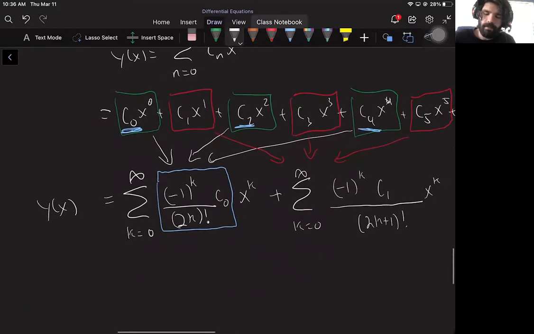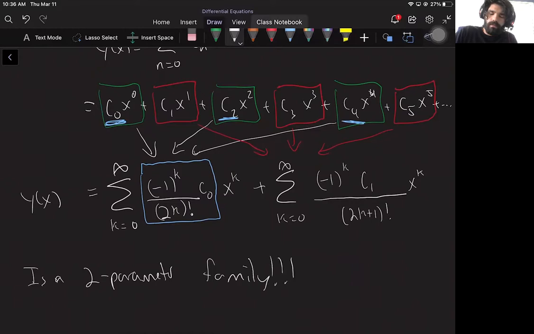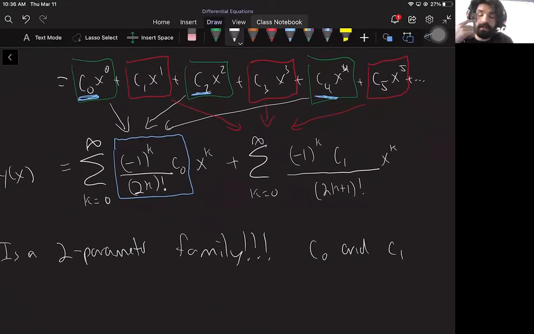And note that it's a 2-parameter family, which is great. That's what we want. What are the 2 parameters? C0 and C1. Now, normally you might have called them C1 and C2 a long time ago when we solved it the other way. But they're just names of the coefficients, so it's okay either way. So that's the solution.